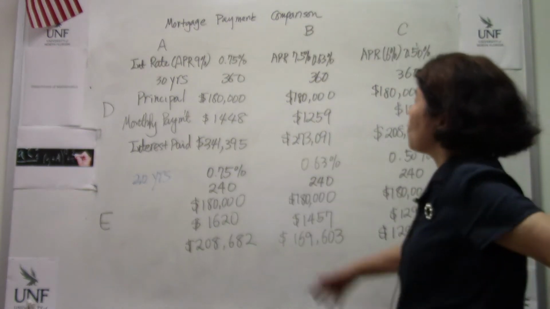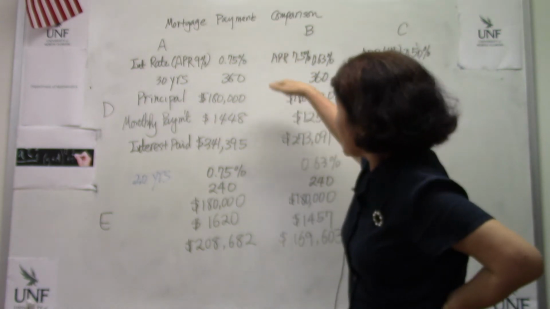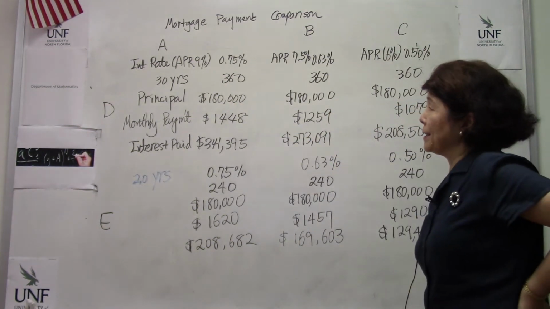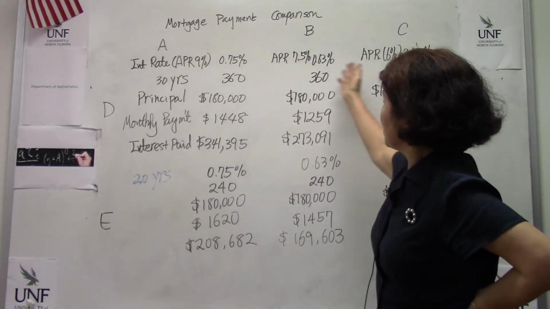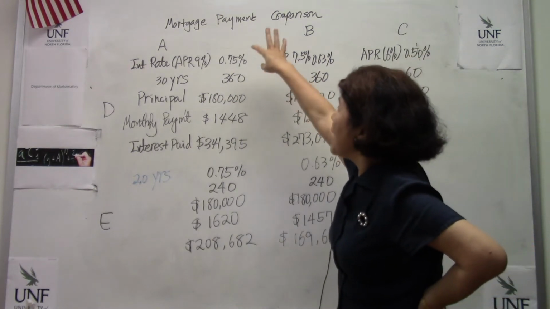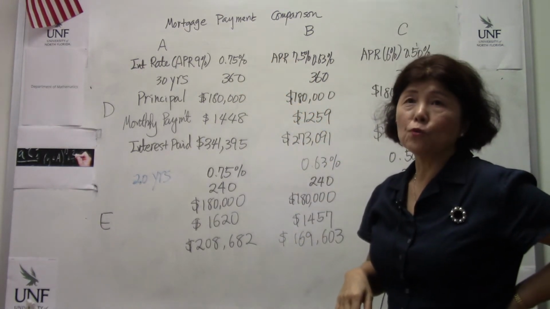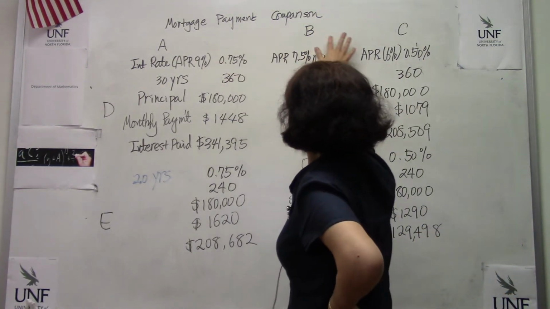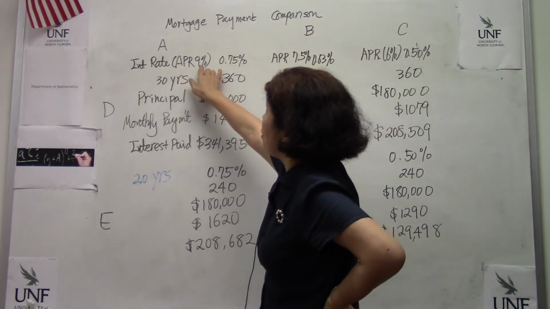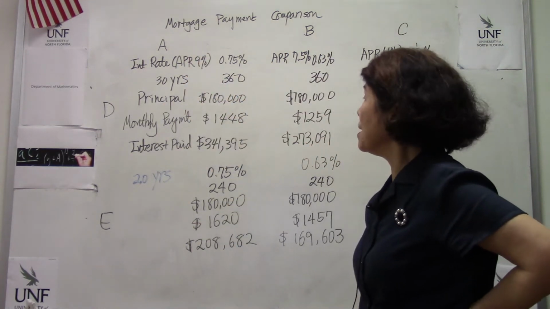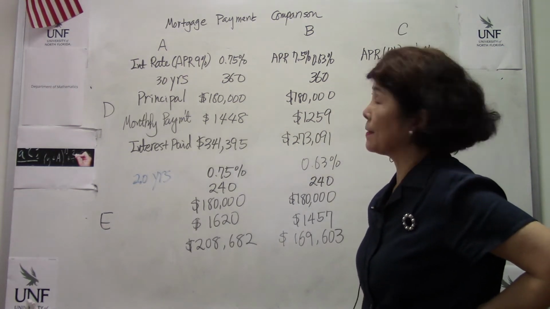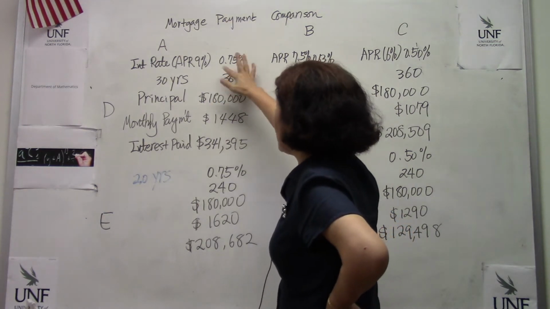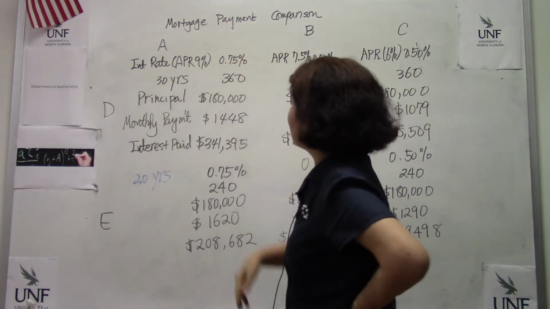Okay, over here, this is a scenario. You bought a house and you borrowed $180,000 from the bank. The first three rows, A, B, C, are a 30-year term. In other words, you are going to make 360 payments. But the difference between the first column and the second column is that this one is APR, that's what the bank says. Annual percentage rate is 9%, and that means compounding monthly, 0.75%.